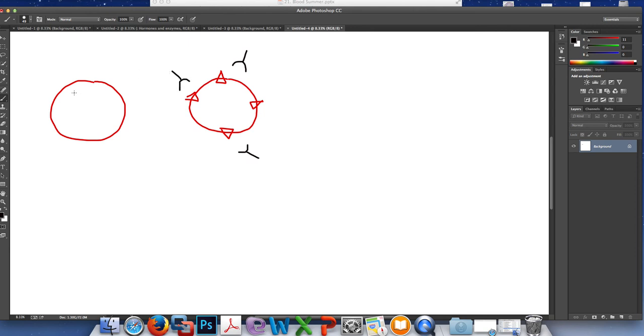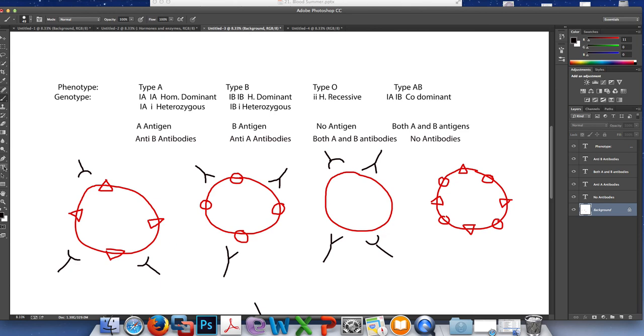Now, if we were to donate these type O red blood cells to somebody who has type A blood, would anything happen? The answer is no, because these anti-B antibodies only bind to the B antigen. Type O blood doesn't have any antigens, meaning these antibodies won't bother it, and we will have a successful transfusion. So that brings me back here.